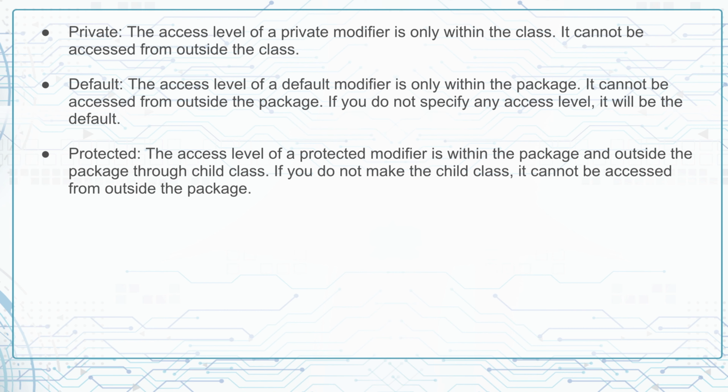Let's get now to the third access modifier, which is protected. The access level of a protected modifier is within the package and outside the package through child classes or subclasses. If you don't make the child class, it cannot be accessed from outside the package. The protected modifier is the most complicated to understand among the four types of access modifiers, but we'll try to explain it with an example.